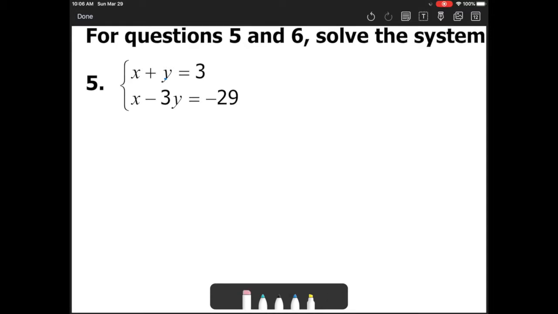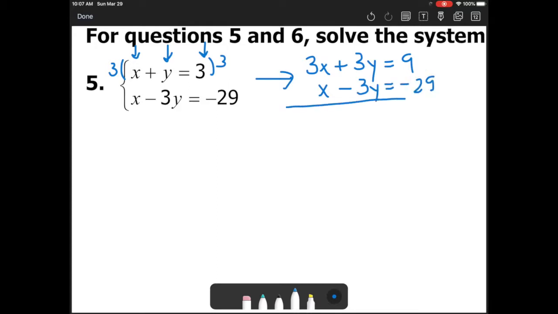The first thing you have to do is make sure that your equations are lined up with the x's together, the y's together, and the constants together. If they're not lined up and the equal signs are not lined up, it's not going to work. Second of all, decide which equation you want to adjust in order to be able to cancel something out. I think I'm going to take the first equation and multiply everything by 3. So if I do that, I have 3x plus 3y equals 9. The second equation I'm going to leave alone.